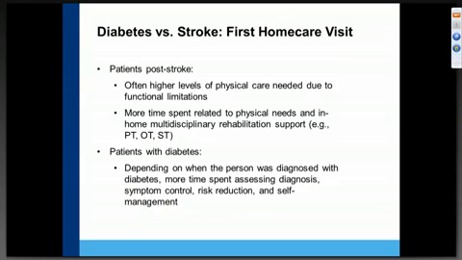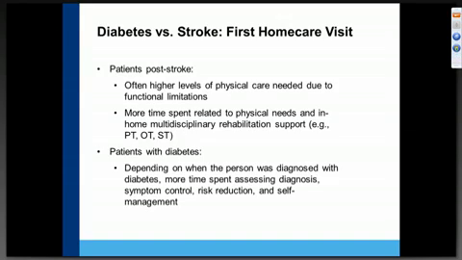So if we look at diabetes versus stroke in that first home care visit, what are some of the priorities? Post-stroke, often we see higher levels of physical care needed because the patient has some functional limitations, and more time is probably spent assessing their functional needs and the need for in-home multidisciplinary rehabilitation support. Certainly, oftentimes these patients will come through with referrals for multiple services, perhaps not, and we will need to determine that based on the initial assessment.